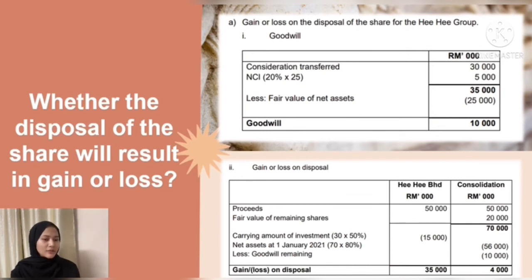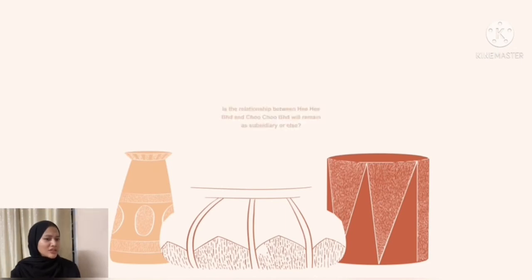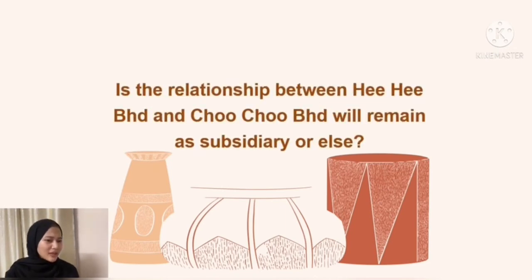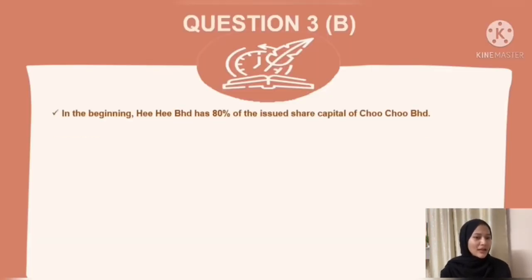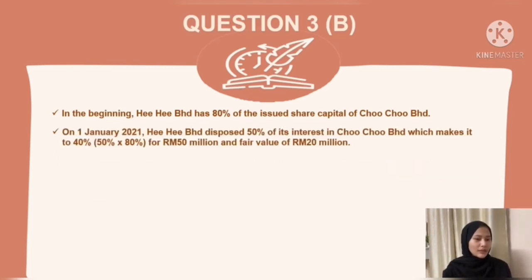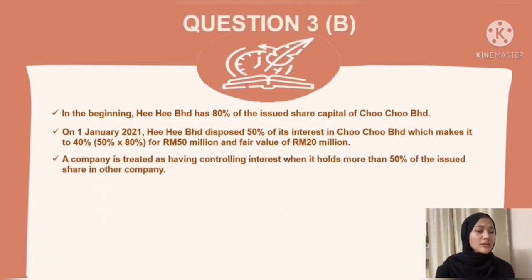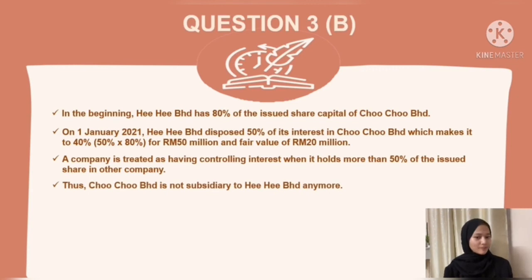Okay, next. For question B, will the relationship between Hihi Berhad and Kuku Berhad remain as subsidiary or else? Now, in the beginning, Hihi Berhad has 80% of the issued share capital of Kuku Berhad. On January 1, 2021, Hihi Berhad disposed 50% of its interest in Kuku Berhad, which makes it 40%, which is 50% times 80%, for 50 million and fair value of 20 million. Okay, so a company is treated as having a controlling interest when it holds more than 50% of the issued shares in the company. Thus, Kuku Berhad is not a subsidiary of Hihi Berhad anymore.